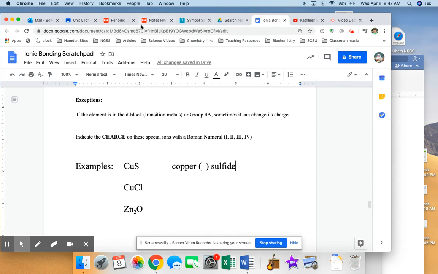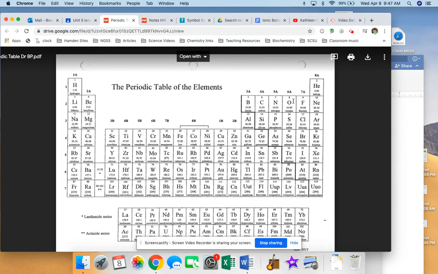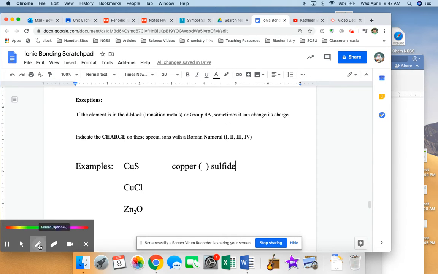Now we have to figure out the charges. S is here in the 6A column. That means it wants 2 more electrons. S is going to have a -2 charge, a -2 charge on the S.